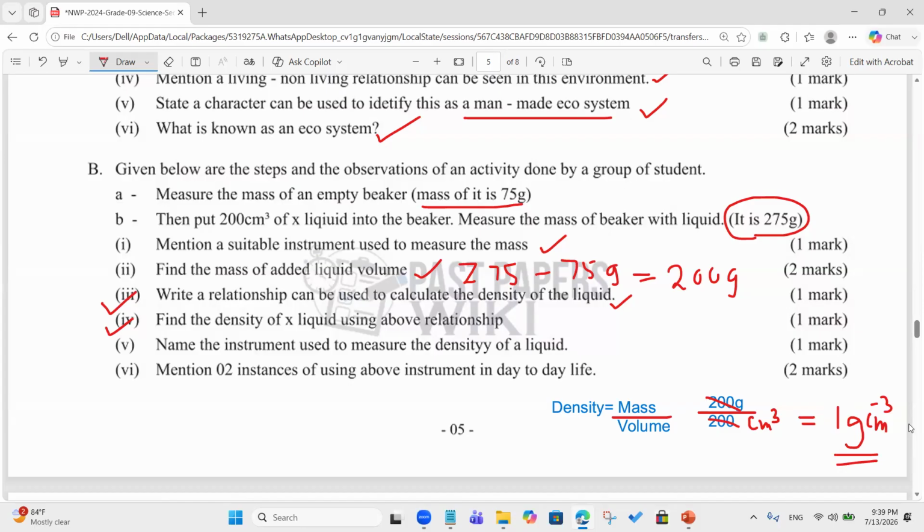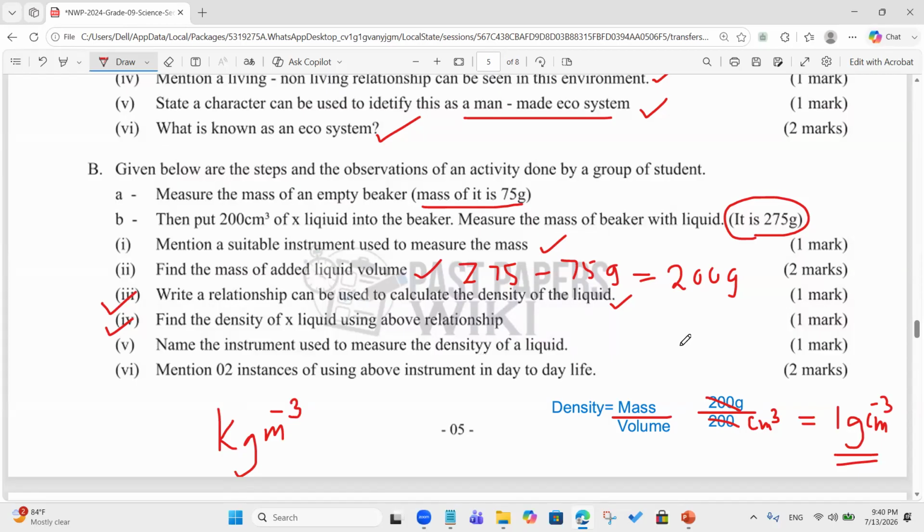Is this the SI unit of measuring density? What's the SI unit of measuring density? Hydrometer? No, I'm asking what the SI unit of measuring density is. Sorry, we got this unit, so it is kilograms per cubic meter. Remember, these things are very important for you. Next one, number 5.